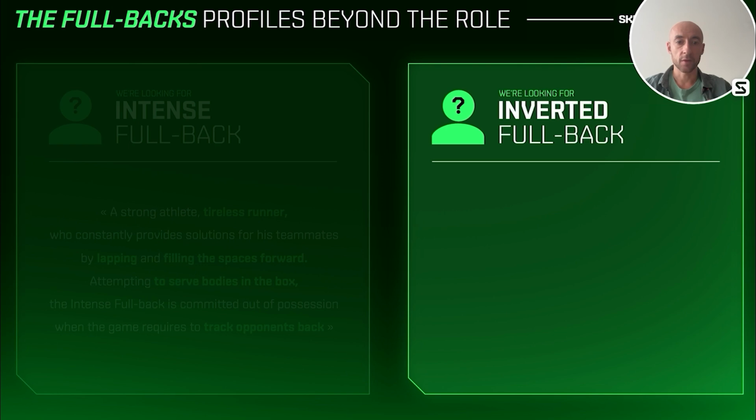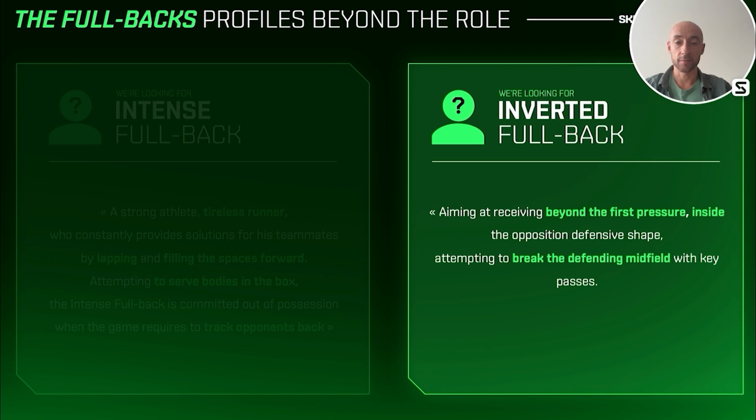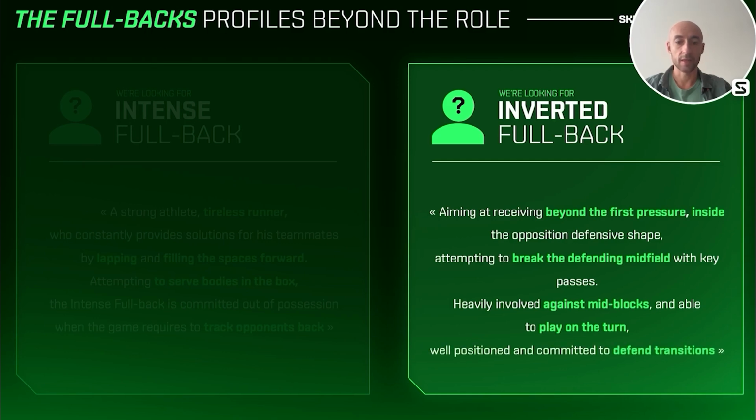On the other hand, the inverted fullback aims at receiving beyond the first pressure and inside the opposition defensive shape. He attempts to break the defending midfield with key passes. He's really involved in possession against mid-blocks and able to play on the turn, as well as well-positioned centrally and committed to defend transitions. Now, play on the turn here actually means receiving the ball from the back or sideways, pivot on the first control, and perform a progressive action.